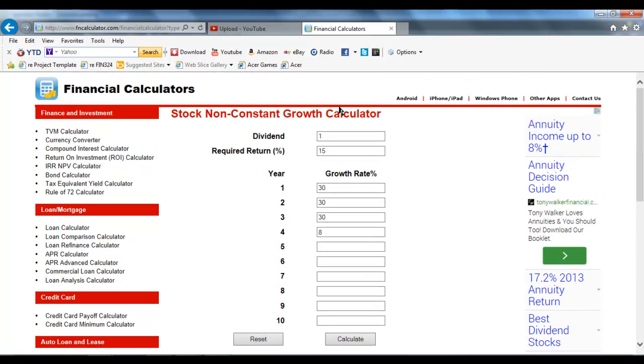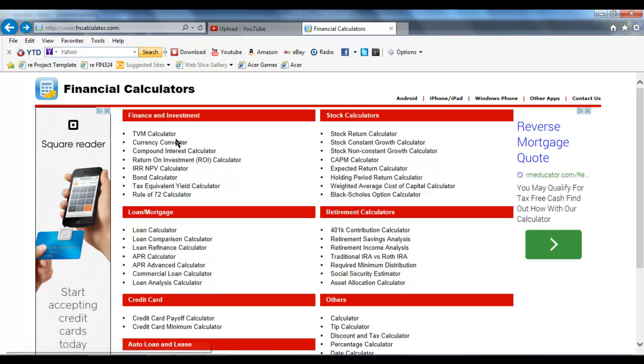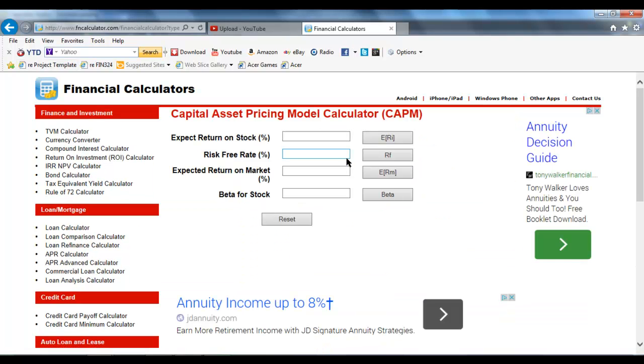And there are some other neat things on this website that would help you. Here's your capital asset pricing model calculator. You can use this as well. So I hope this helps. After watching it all done by hand, this website really makes light work of a lot of mathematics.